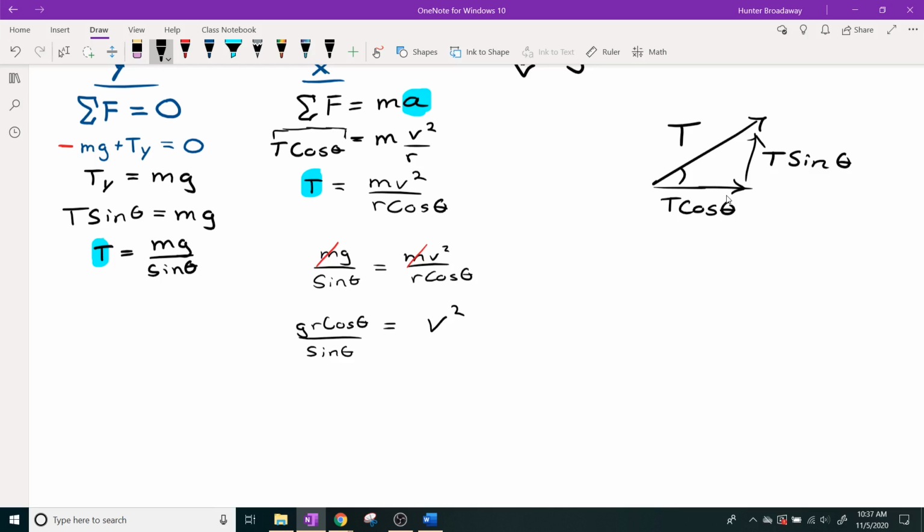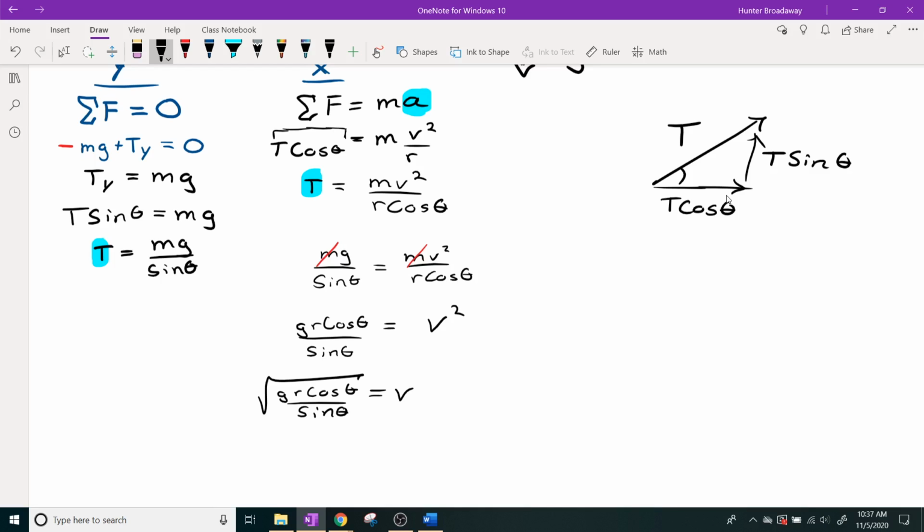Okay, now there's two more things that we could do. Yeah, we can take the square root. We can't kill theta, because let's not use the word kill. We can't cancel out theta, because cosine and sine aren't the same thing. Those are two different operations, so we can't do that. But we can say that the velocity would be the square root of g r cosine theta over sine theta, and we could totally use that. We know g. All we would need here is the radius and the angle, and we're good.